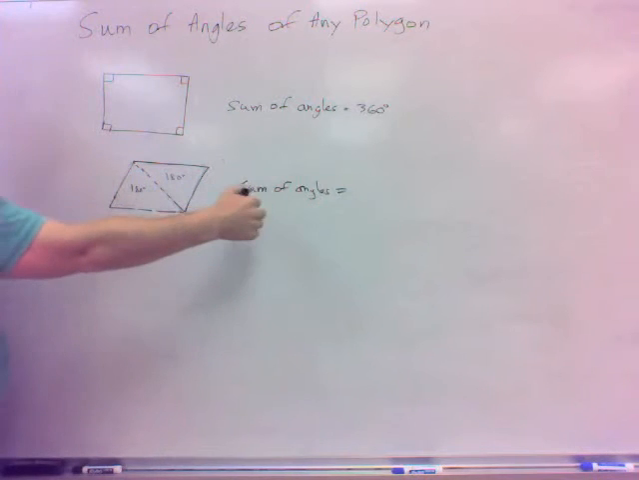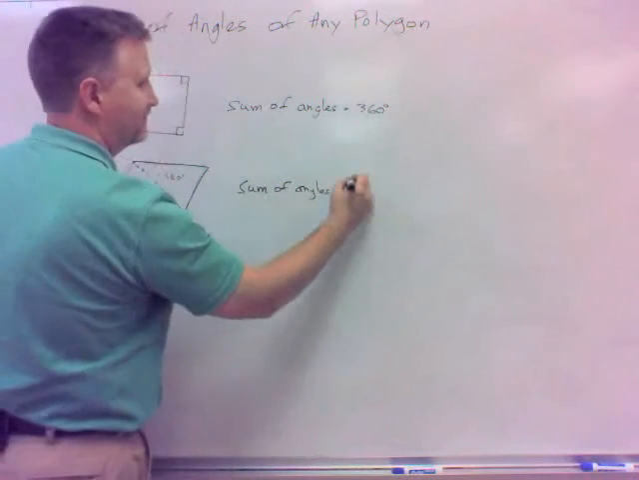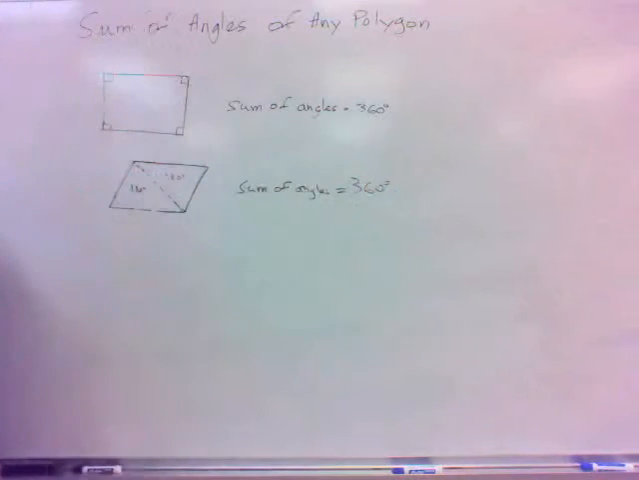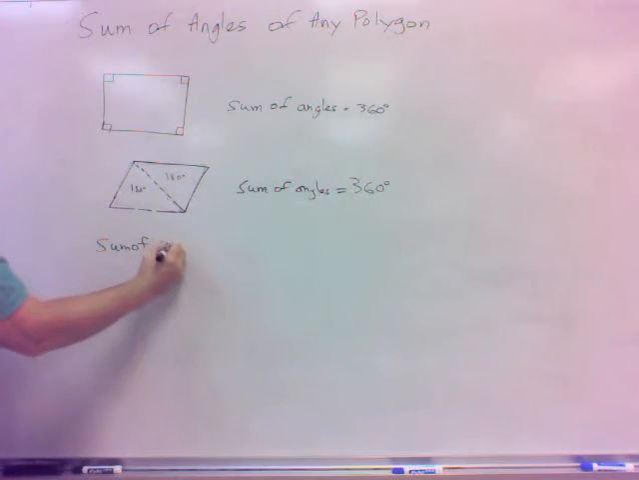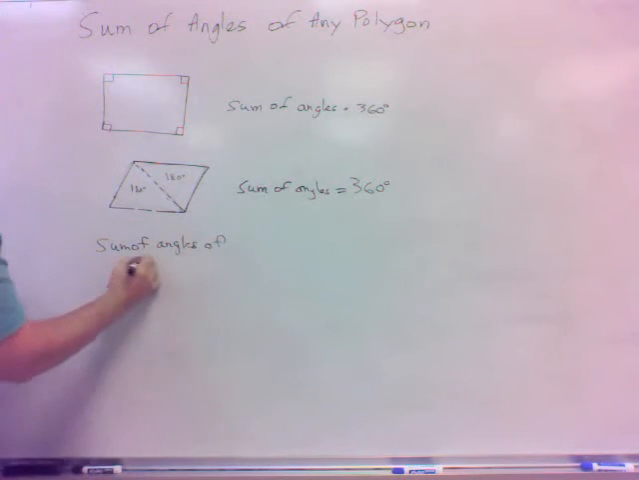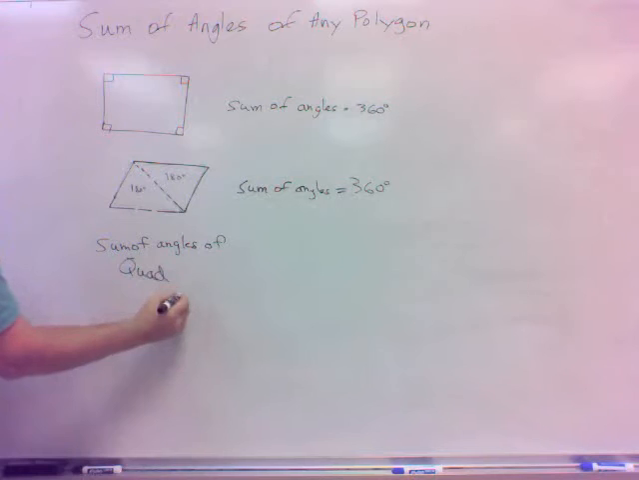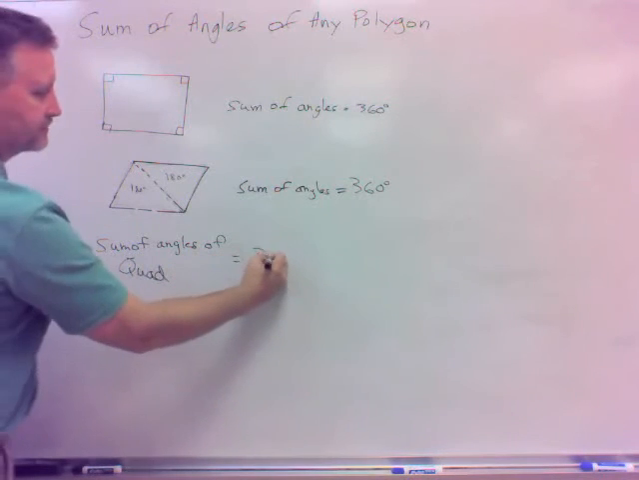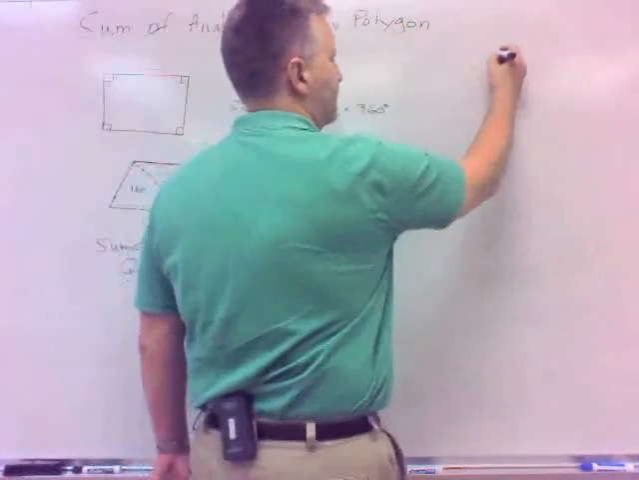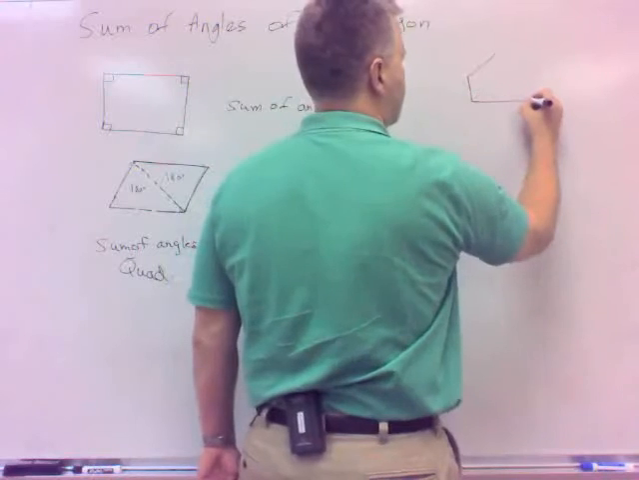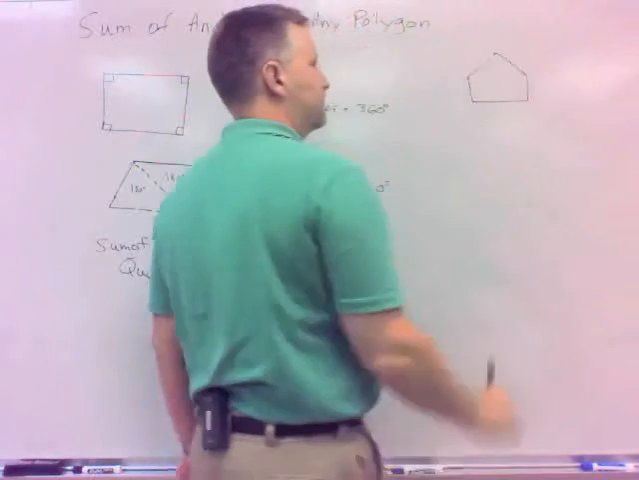What's the sum of the angles? Without even measuring them, 360. Yeah. Turns out any quadrilateral, no matter if it's squared or not, it's 360. The sum of the angles of any quadrilateral is 360. It's four sides, it's 360 degrees. Okay? What about a pentagon? 1, 2, 3, 4, 5.